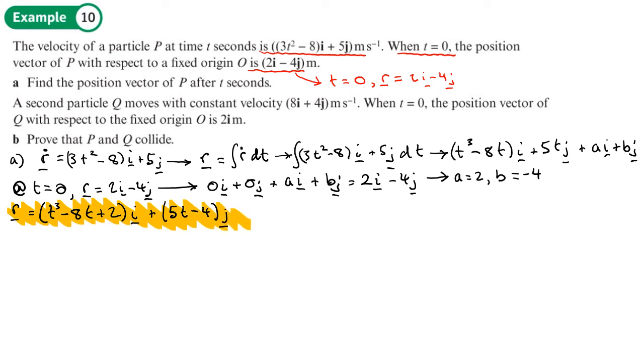A second particle, q, moves with constant velocity, right, so this is constant velocity, this one. When t equals 0, the position vector of q with respect to the origin is 2i meters. Prove that p and q collide.